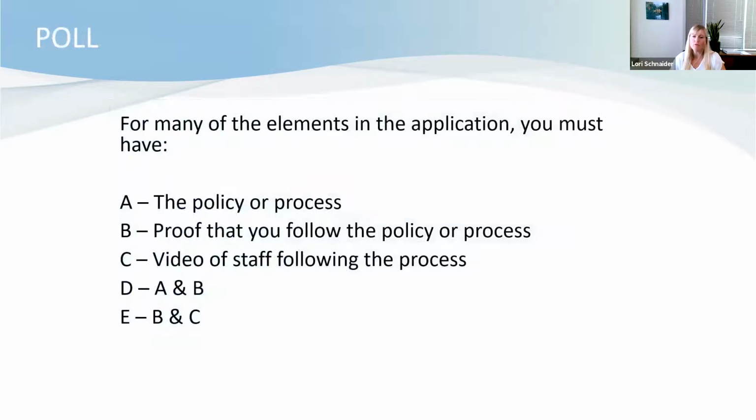Now let's do a poll. For many of the elements in the application, you must have: A, the policy or process; B, proof that you follow the policy or process; C, video of staff following the process; A and B, or B and C.